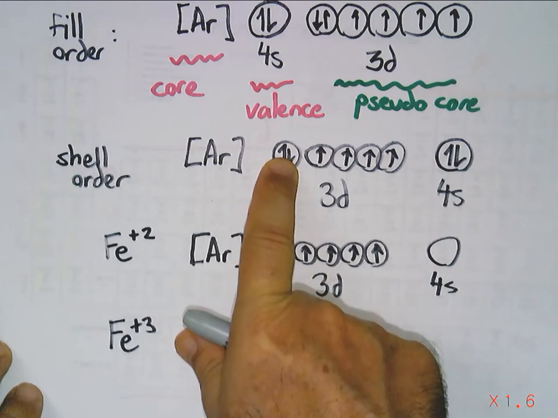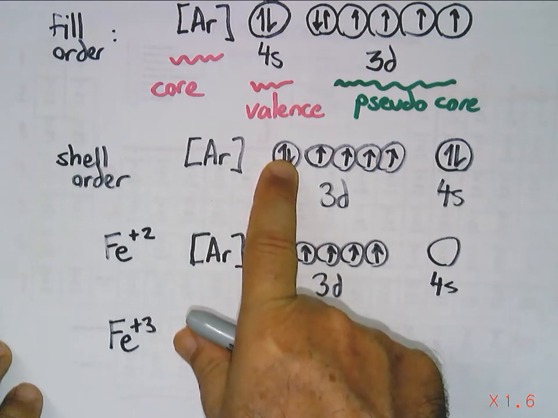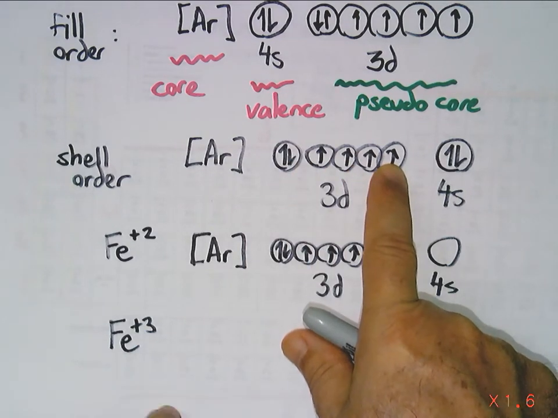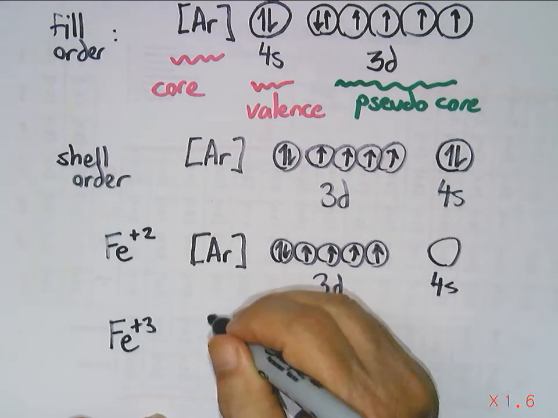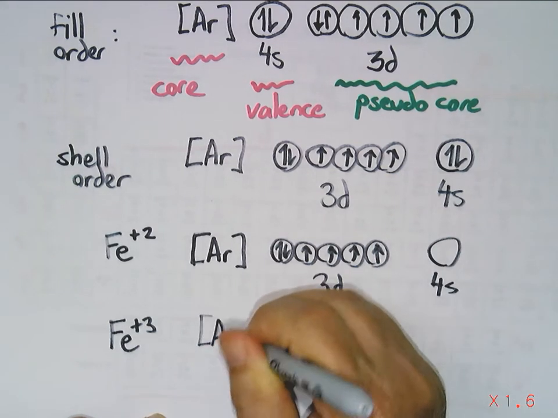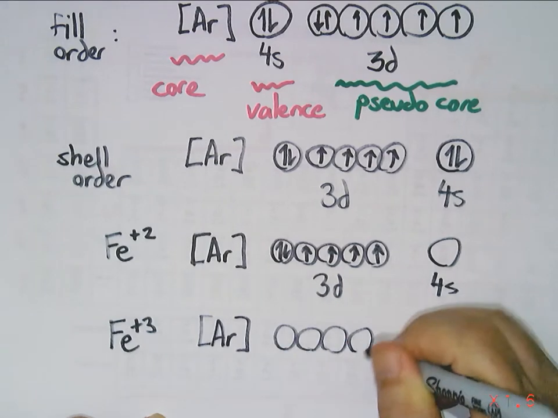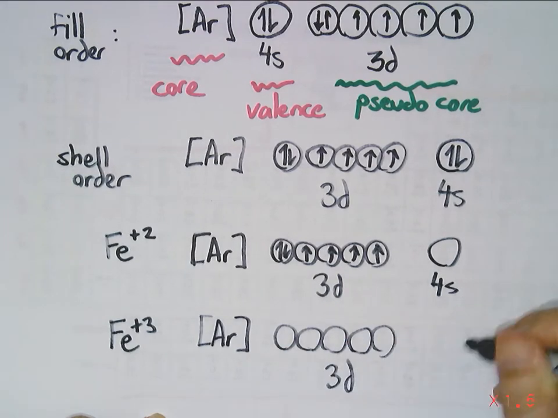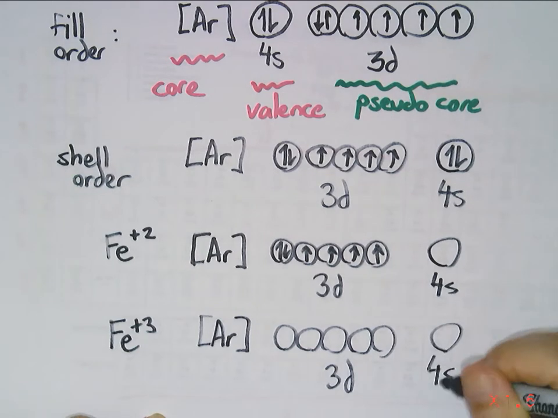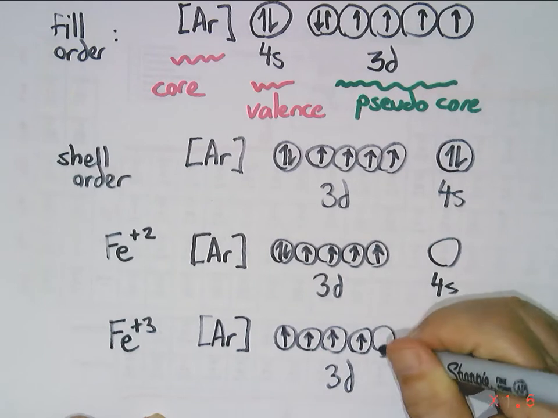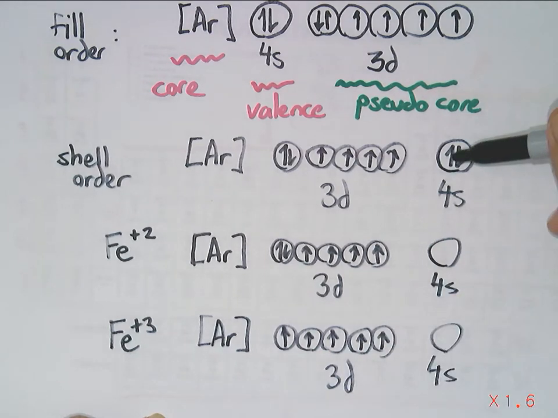If you took away 1 of these electrons, you would have them all spread out and lined up, and you'd have a lower configuration. So the configuration for iron 3 looks like this: we took away these 2, and then we took away that paired up one, and that left us with this.